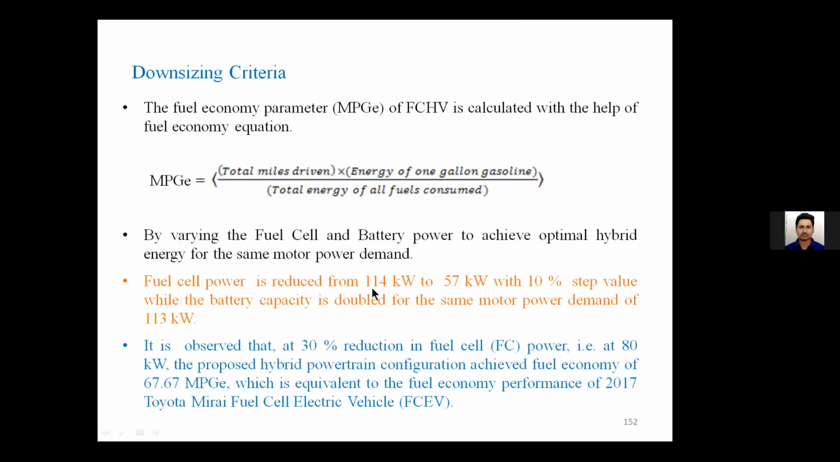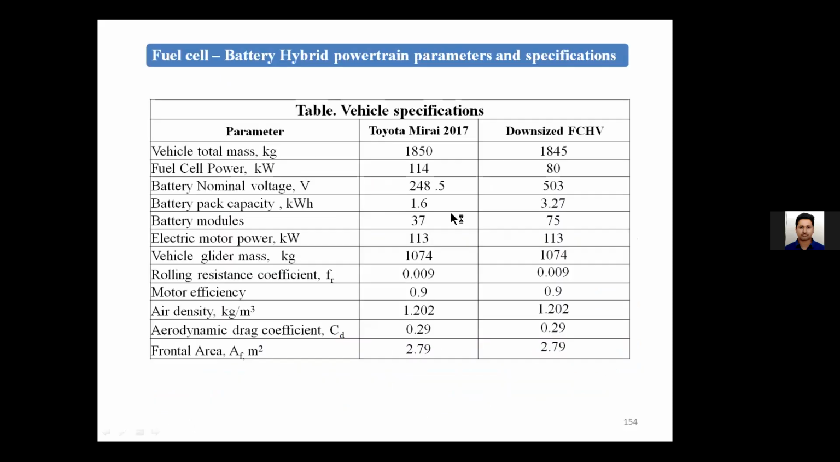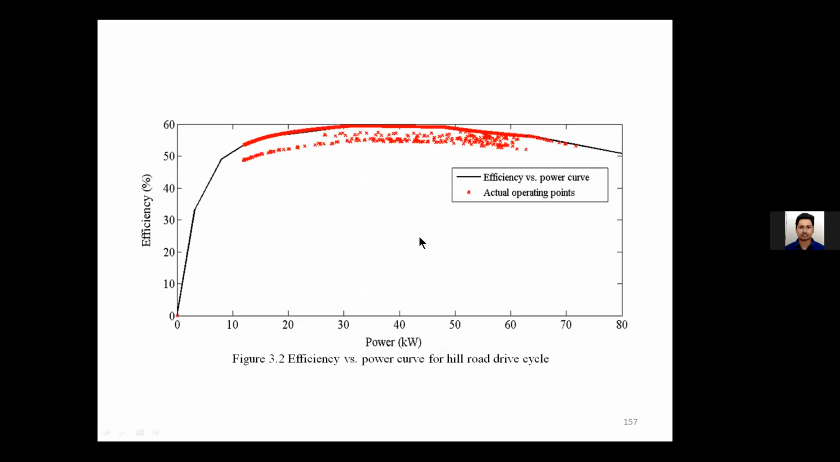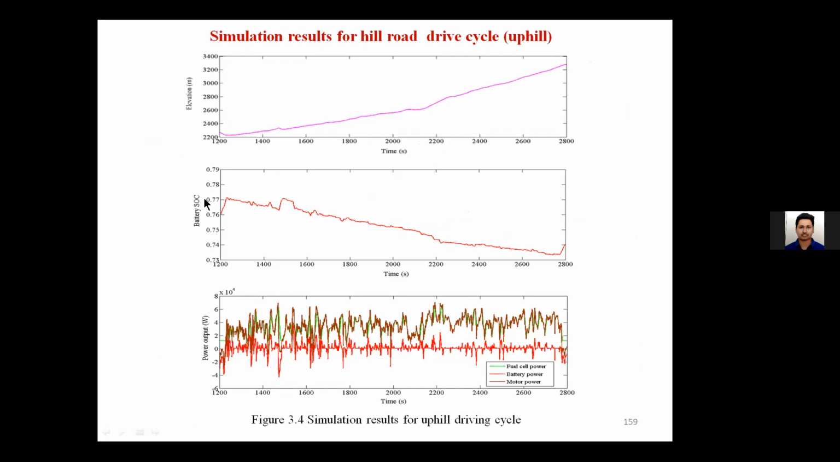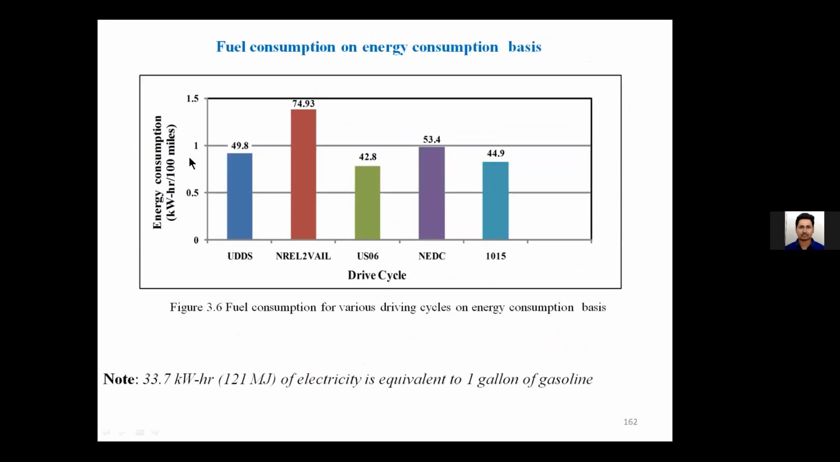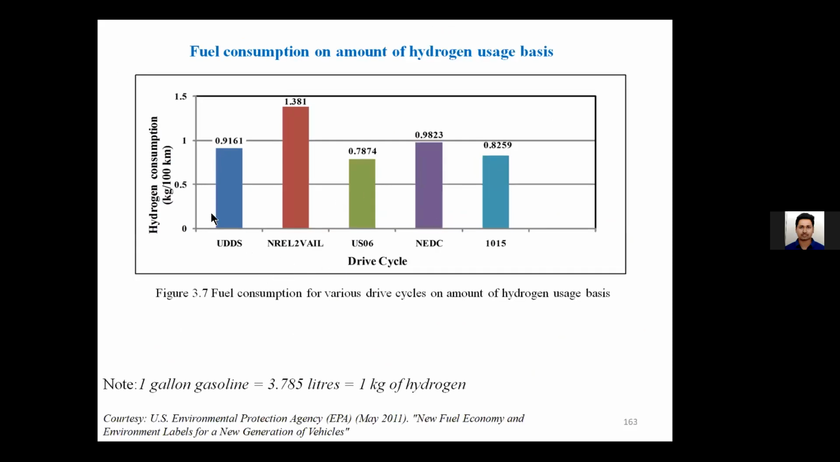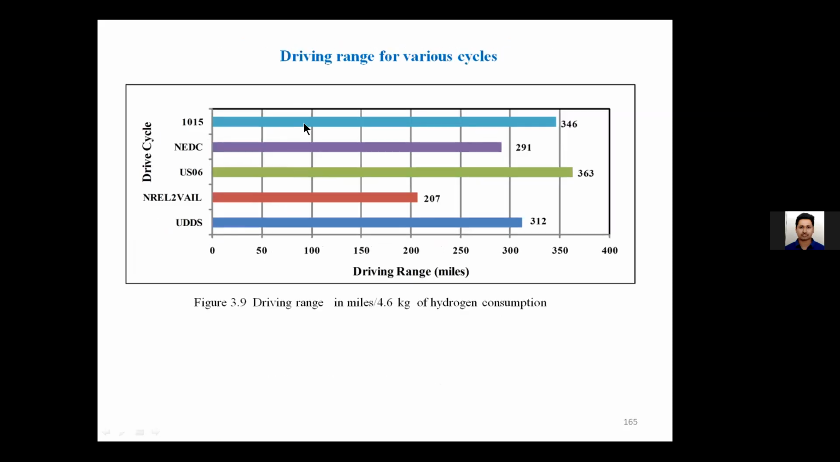And through this technique, he has compared with the commercially available Toyota Mirai fuel cell based hybrid, which is available in the market. He has compared the performance of this downsized vehicle with respect to different parameters, and is able to achieve a better performance. For different cycles, he has compared the speed, battery SOC, power output, and other parameters, like energy consumption. For both the Toyota Mirai vehicle and the downsized vehicle, they have compared these. And finally, fuel economy and driving range.